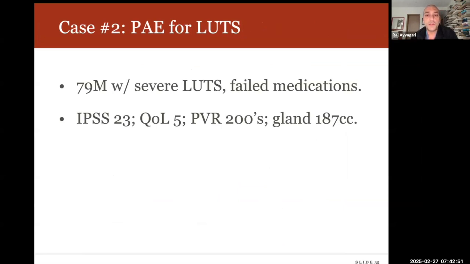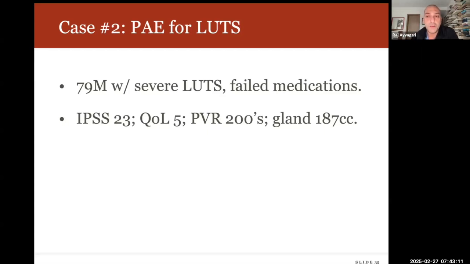His post-void residual is elevated. It should be 0, right? And in people who are urinating well, it should be 0. Anything less than 50, people won't really pay attention to. Anything less than 100, 150 is okay. Beyond that, it's pretty bad. It's a sign that the bladder is really struggling. So his residual was high.